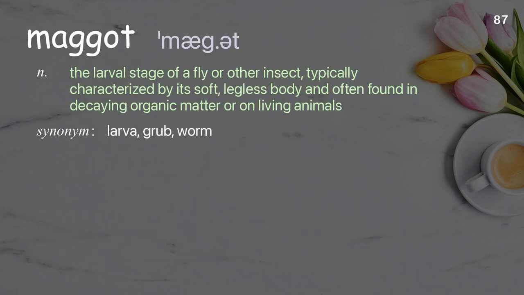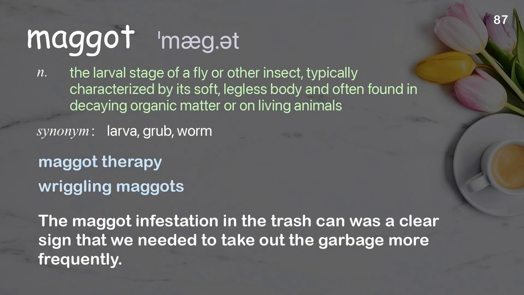Maggot. The larval stage of a fly or other insect, typically characterized by its soft, legless body and often found in decaying organic matter or on living animals. Examples: maggot therapy, wriggling maggots. The maggot infestation in the trash can was a clear sign that we needed to take out the garbage more frequently.